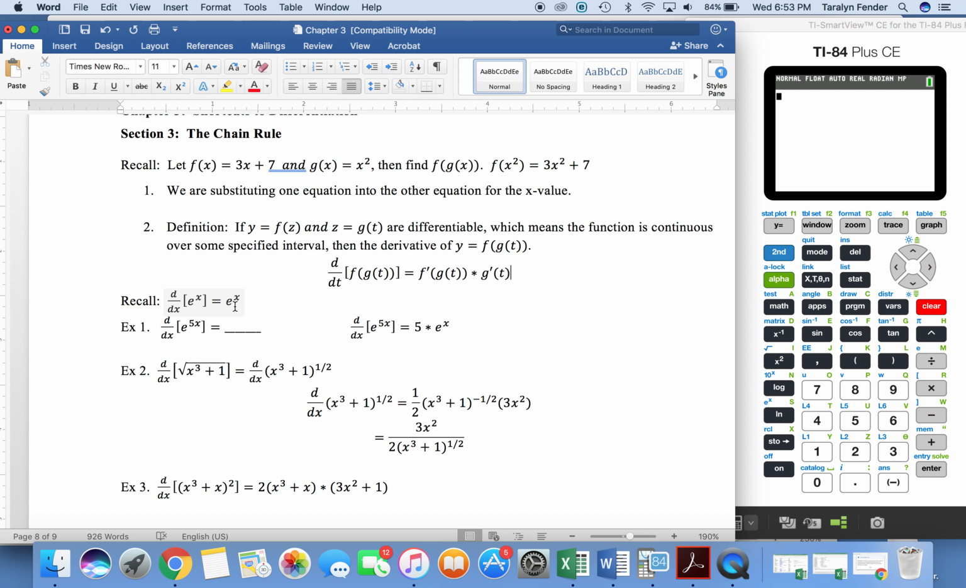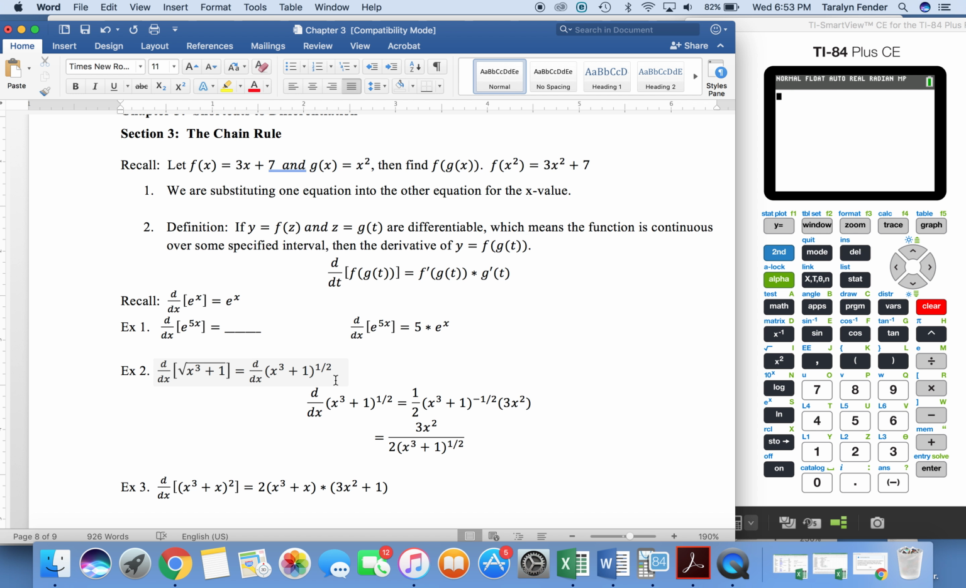So let's start off with an easy one, e to the x. The derivative of e to the x is e to the x. The derivative of e to the 5x is equal to 5 times e to the 5x.